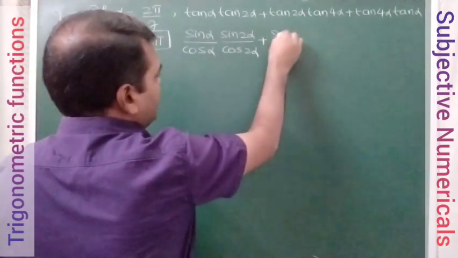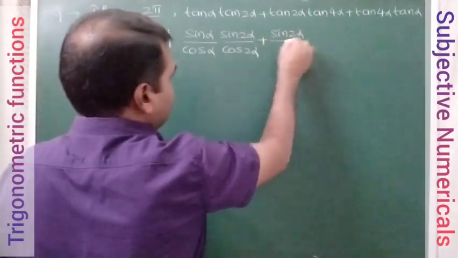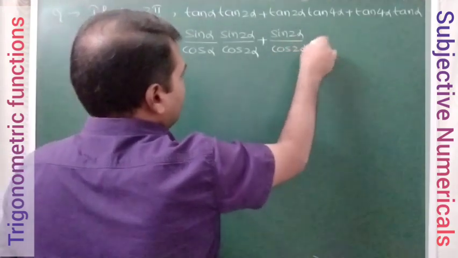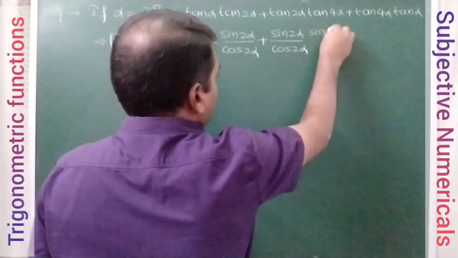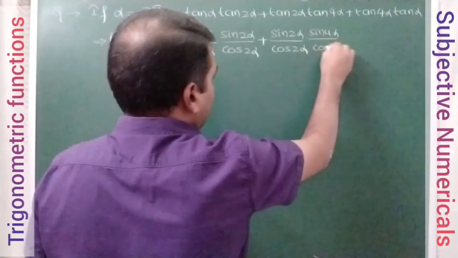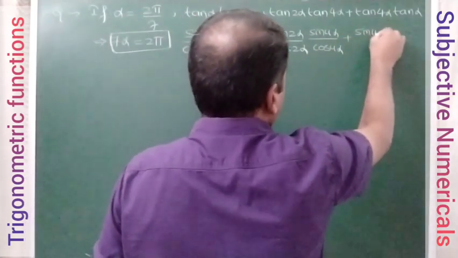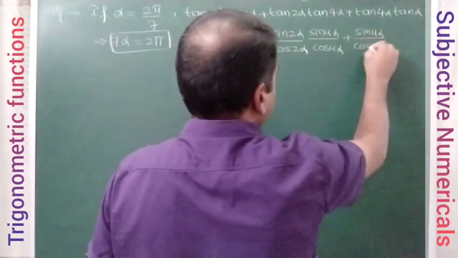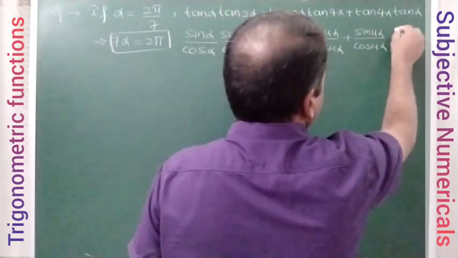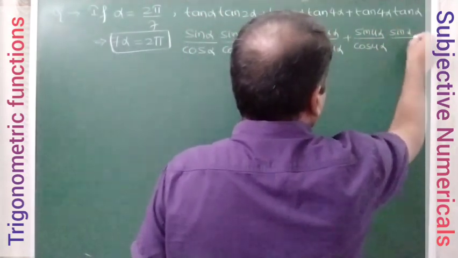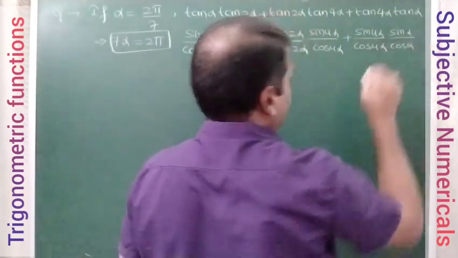Okay, so tan 2 alpha is sine 2 alpha by cos 2 alpha, and sine 4 alpha by cos 4 alpha, and sine alpha by cos alpha.